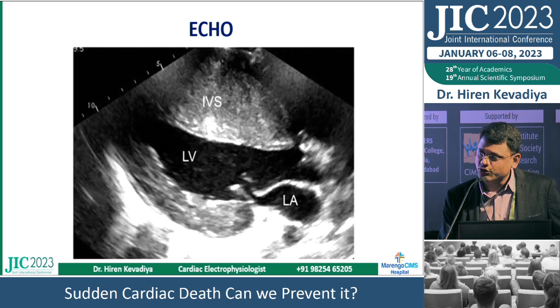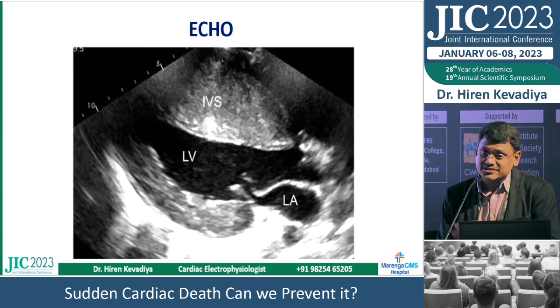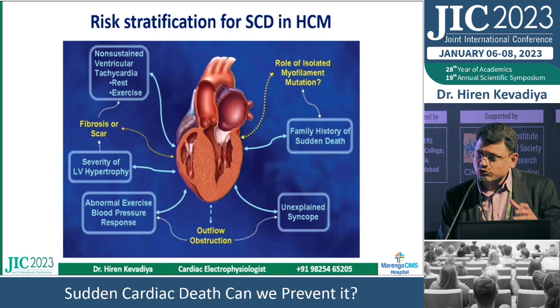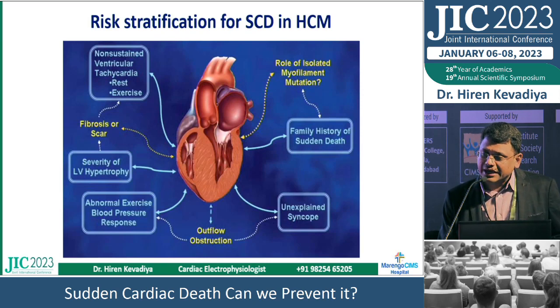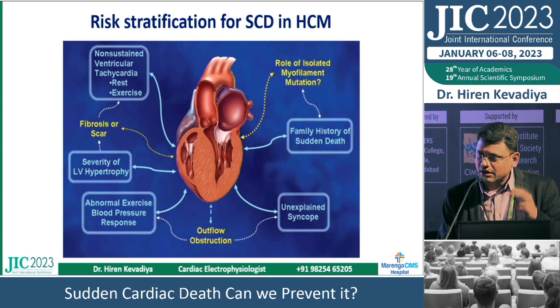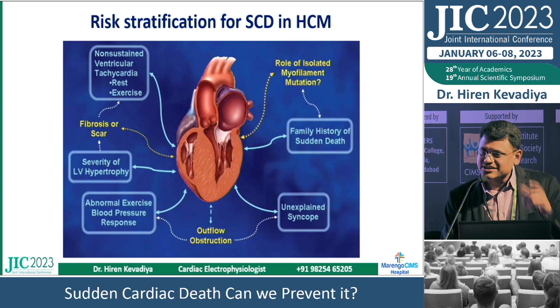a hypertrophic cardiomyopathy. Now, we should know what to do next to identify whether this patient is at risk of getting sudden cardiac death or not. How can we prevent it? That's how we do risk stratification in hypertrophic cardiomyopathy for sudden cardiac death especially. There are multiple methodologies for doing risk stratification. We discussed yesterday. I have limitation of time today.